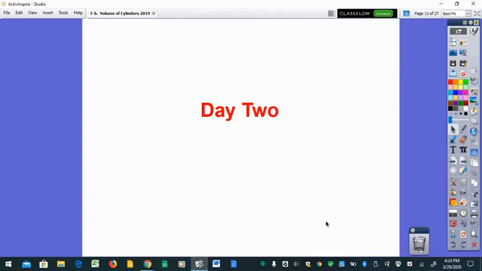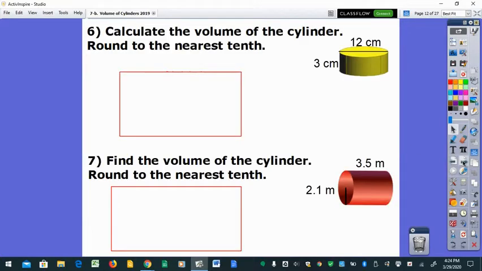We're going to take our discussion of volumes of cylinders a little bit further today with just a few extra problems. But before we do that, let's take a minute to remember what we talked about yesterday. So I'm going to ask you to pause the video, and if you could right now, calculate the volume of the two cylinders, please, on the screen. And when you're set, come on back and we'll see how you did.